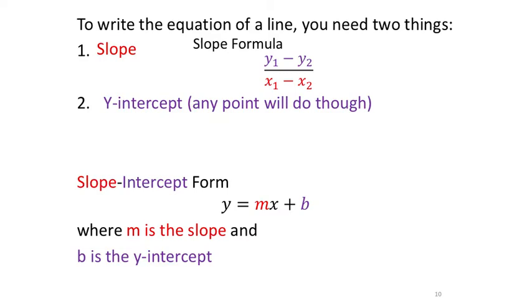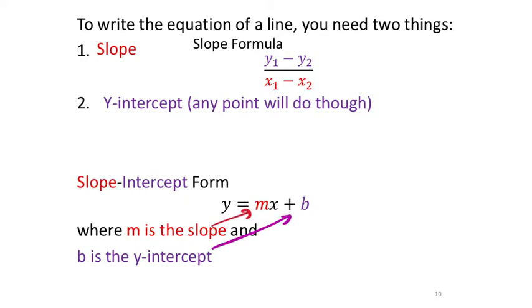So the two things you're going to need to write the equation of a line, just like we've been seeing, is slope and the y-intercept, which is why the form takes the name slope-intercept form, okay? You're going to have the slope, which is the m, and then the y-intercept is the b right there, okay?